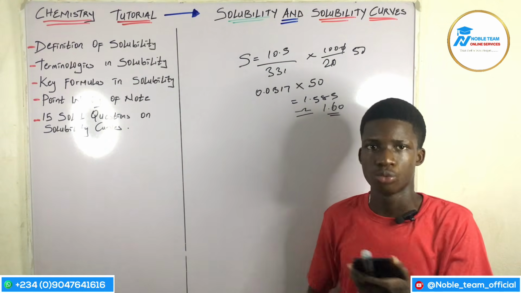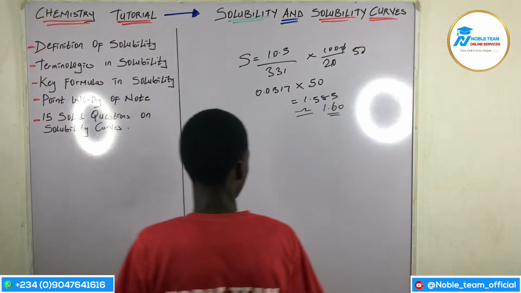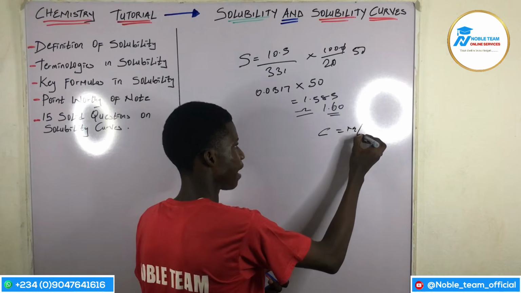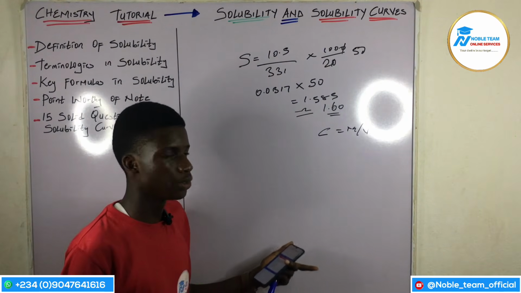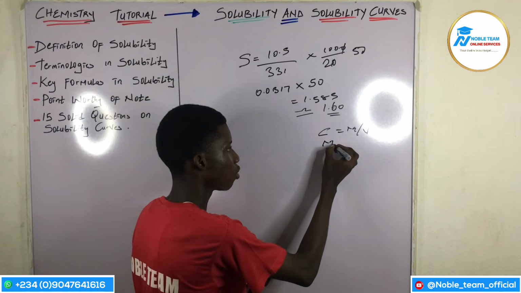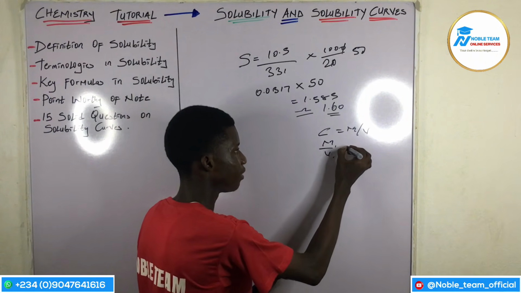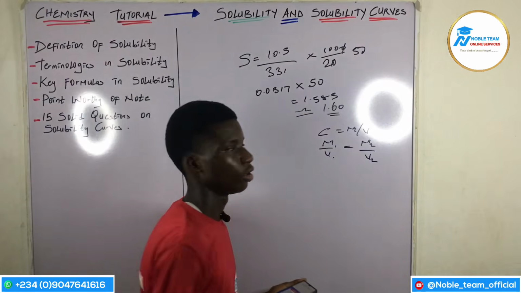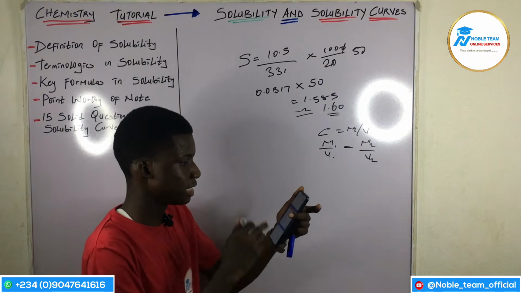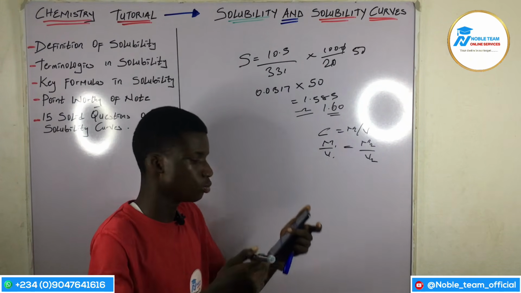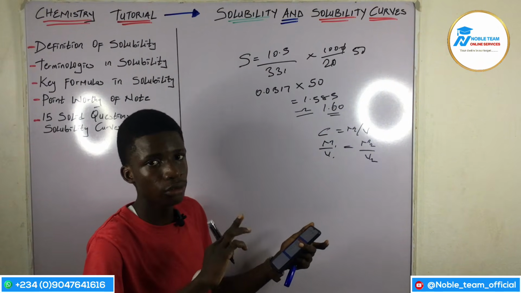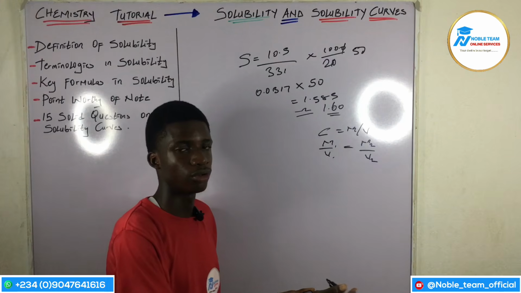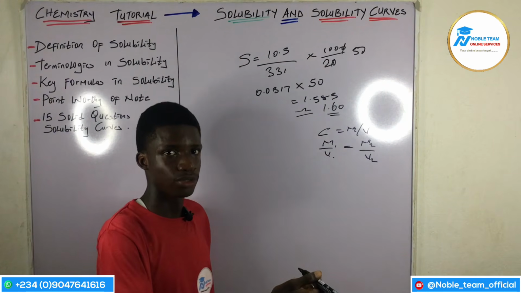Now, coming to this question, which formula are we going to be using? Remember when I stated that we have C is equal to mass divided by volume. Now, what are we going to be doing here? I'm going to be doing mass 1 over volume 1 is equal to mass 2 over volume 2. Why am I going to be using this? In this question, we have 2 volumes and we also have one mass, but we are asked to get the mass of the other one. Do you understand what I'm trying to do?